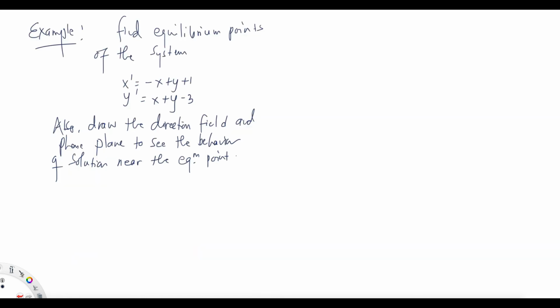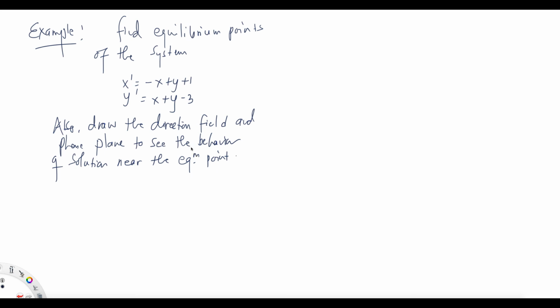Okay, let us see another example. What we want to do here is find the equilibrium points of this system. So this is non-homogeneous, right? Because you see that there is a separate constant term other than the terms with x and y. And this is autonomous, right? Also draw the direction field and phase plane to see the behavior of the solution near the equilibrium point.